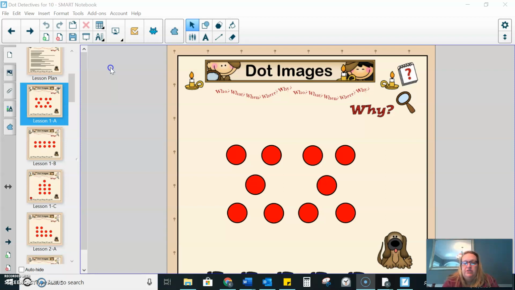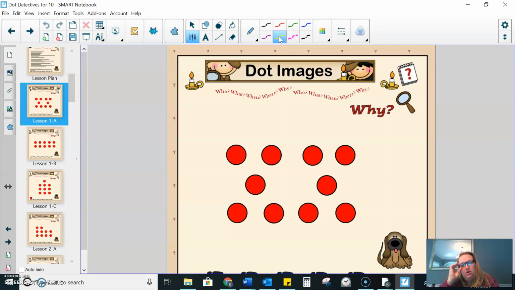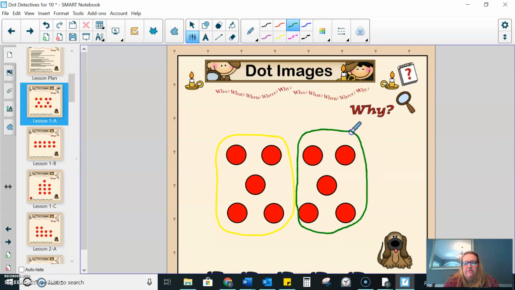So if we look at this first slide right here, I see a bunch of red dots or red circles. But when I look at it, I can see how they are arranged. And when you can look at them and tell how they are arranged quickly, that is called subitizing. Can you say subitizing? So here's what I see. I see a group of 5 dots here, and then on this side I see another group of 5 dots.